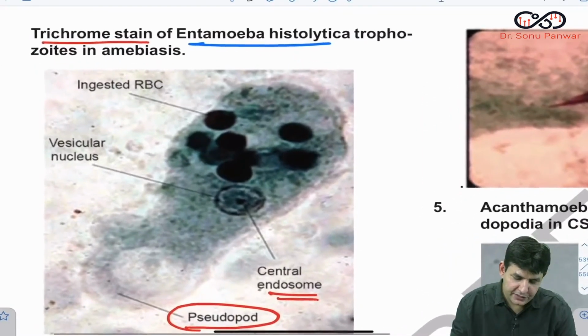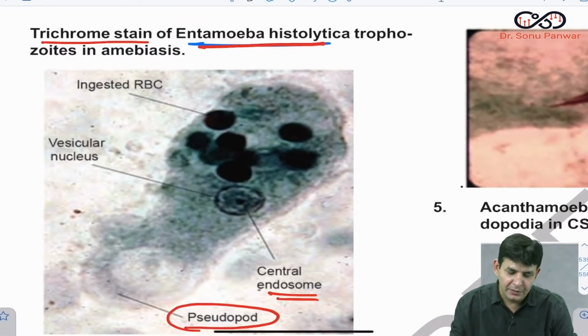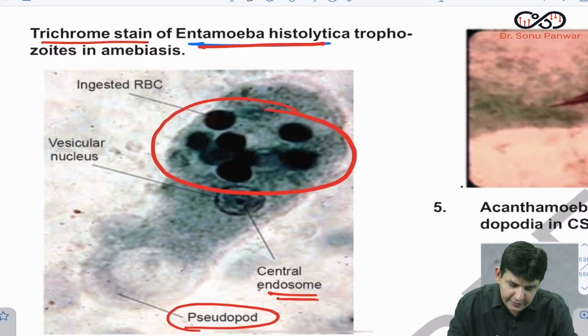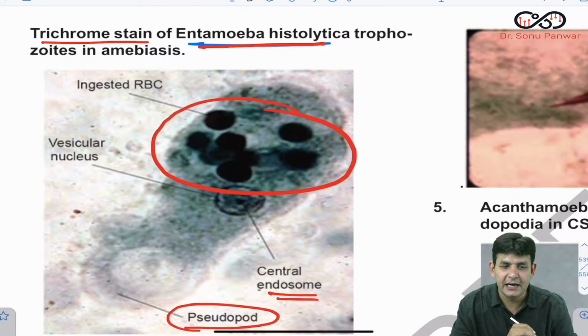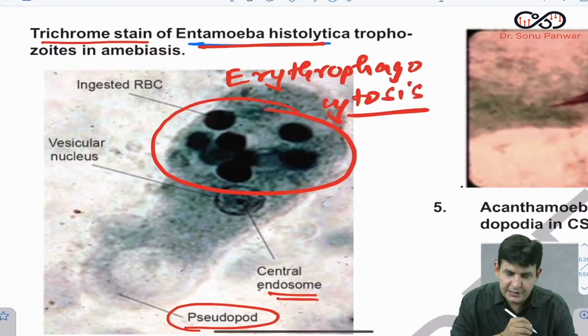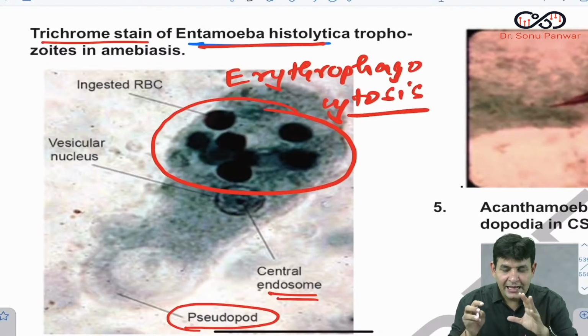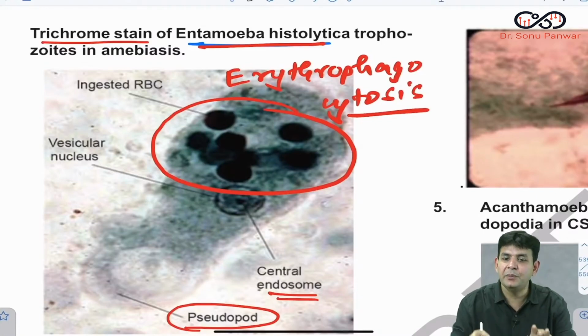Now guys, the first one regarding this is Entamoeba histolytica, and in Entamoeba histolytica you have these ingested RBCs. Ingested RBCs are termed as what? Erythrophagocytosis. And what is erythrophagocytosis? Engulfed RBCs, that is what is termed as erythrophagocytosis. And this is the characteristic feature seen in Entamoeba histolytica as well.